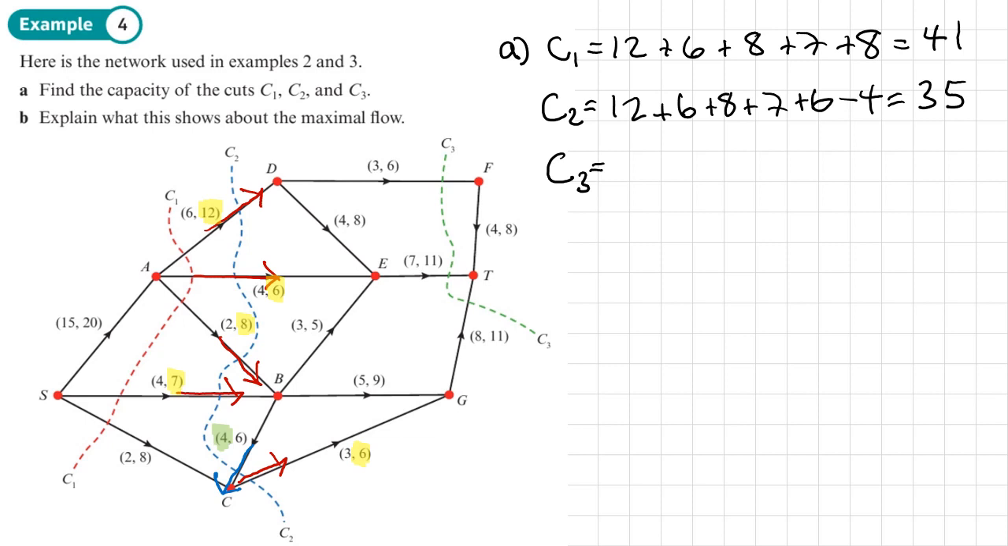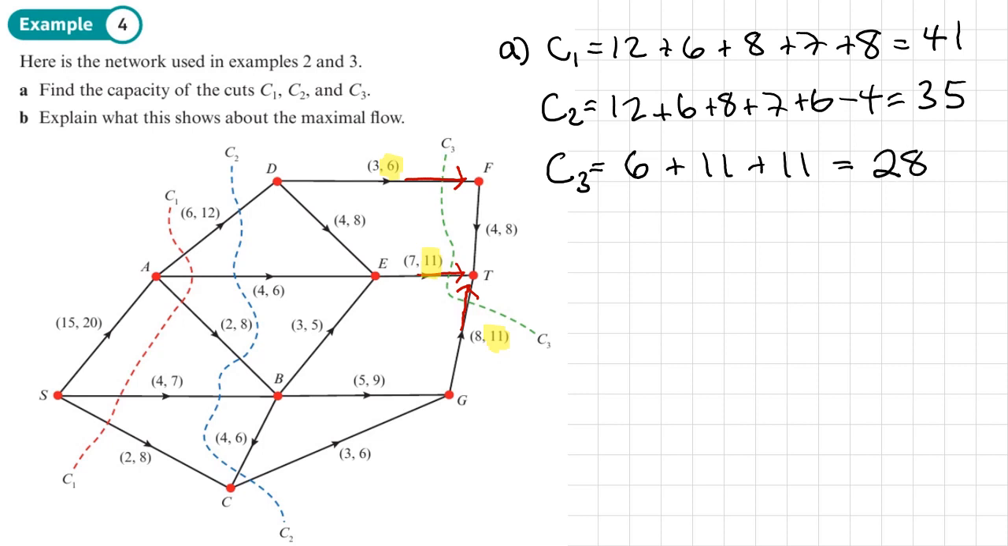And then cut 3. So same thing again, so we'll get rid of all of these here, and we're just going to concentrate on the direction of the flows. So DF flows into the cut, ET flows into the cut, and CG flows into the cut. So it's just adding the maximum of those flows, 6 plus 11 plus 11, which is 28.